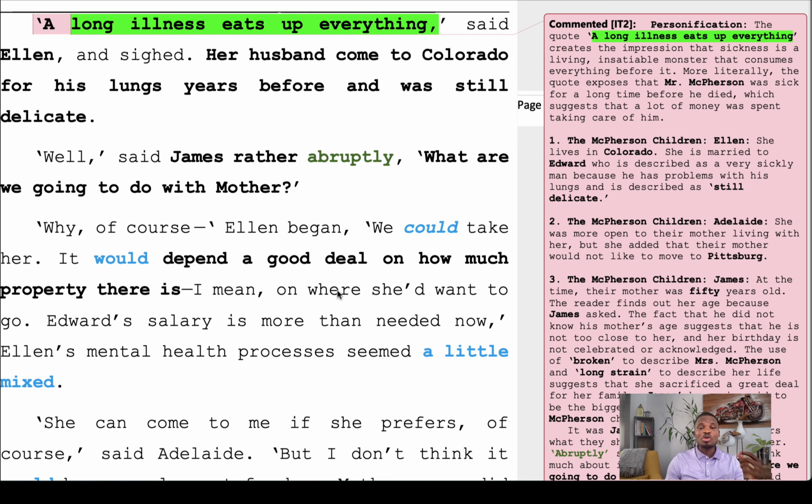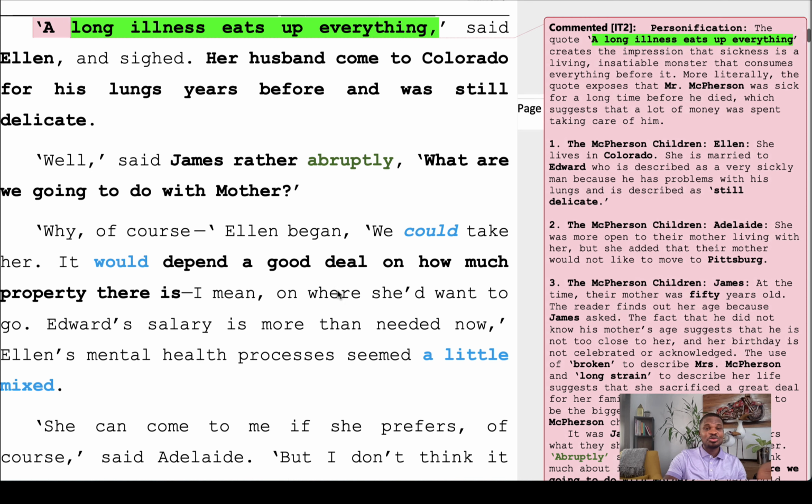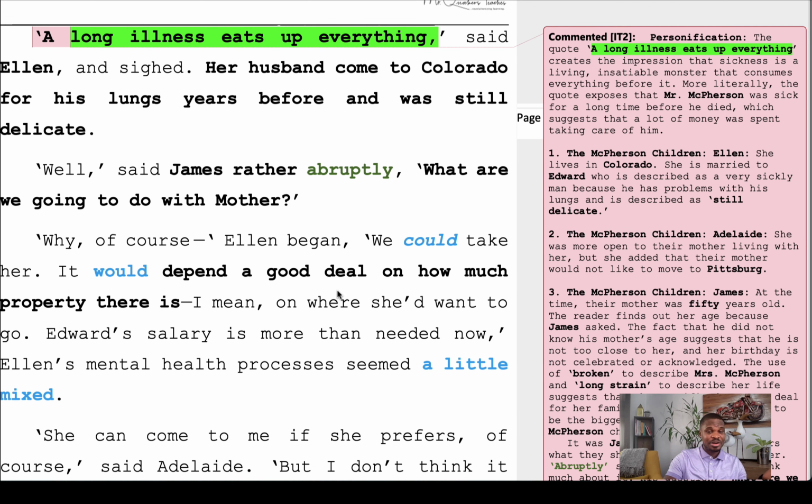"Edward's salary is more than needed now." Helen's mental process seemed a little mixed. That's what Gilman tells us. So she first of all says that the reason why we would take her depends on how much property there is. And then she says, well, where mother wants to go. And then she begins to talk about the fact that her husband's salary is needed now. And we're told by Gilman that Ellen's mental process, so the way she was thinking, was a bit mixed.